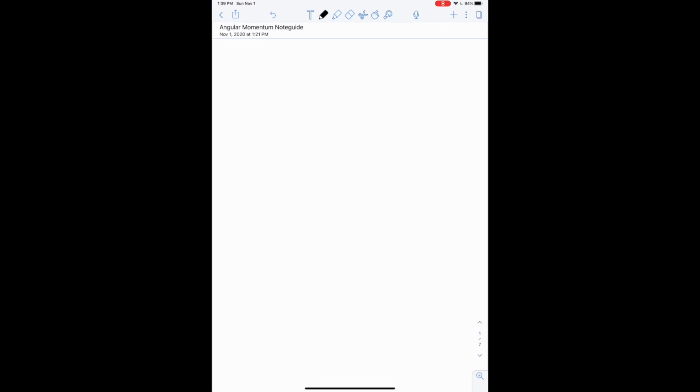All right, so I want to start this angular momentum lecture off with a blank sheet of paper here, and then we'll move into the note guide. So you might want an extra sheet of paper as well, or two, or three, however many you think you need. But I would just try and have some on hand. Okay, so I'm going to start by dividing this page in half.